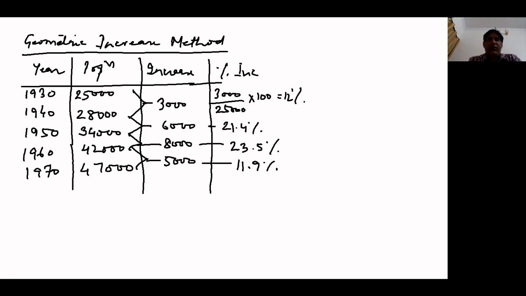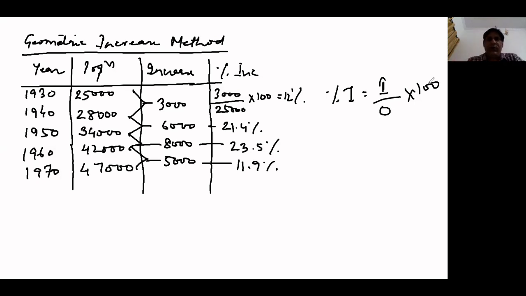Now we will find out the arithmetic increase, percentage increase. What is the percentage increase from 1930 to 1940? The percentage increase is given by the formula increase upon the original into 100. It is just like the profit percent. Profit percent is profit upon original, that is the cost price, into 100. The approach is just the same.